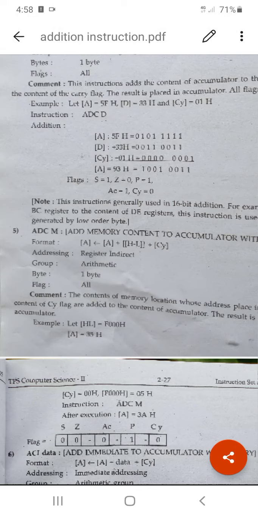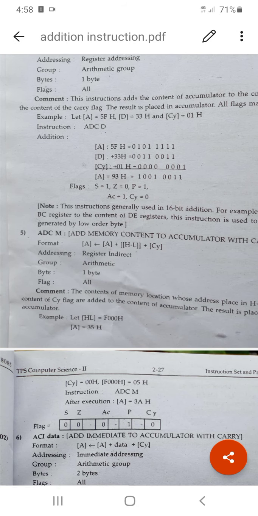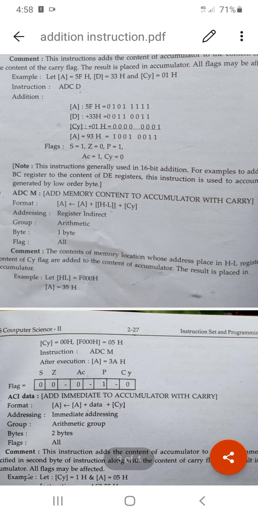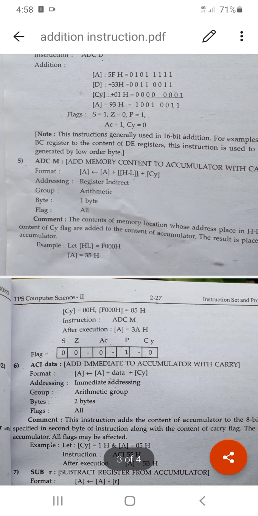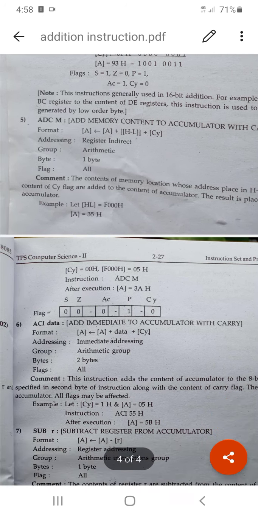Next one is ADC M, that is, add the memory content with the accumulator considering the previous carry. Here also the memory content is shown by the HL pair; the address is given in the HL pair, and from that memory we take data to add with the accumulator considering the previous carry. After addition the result is stored in the accumulator and flags are affected.